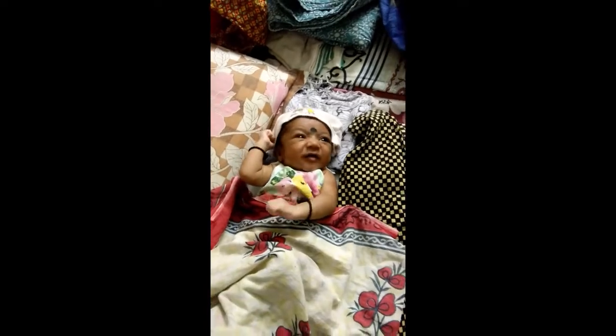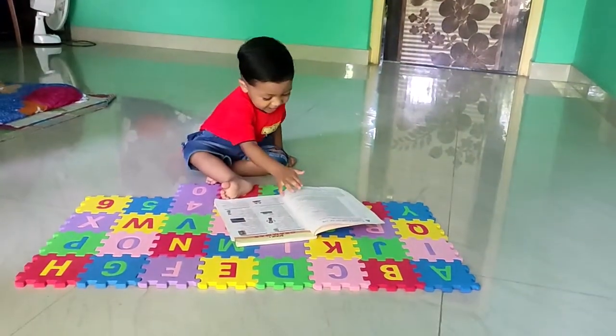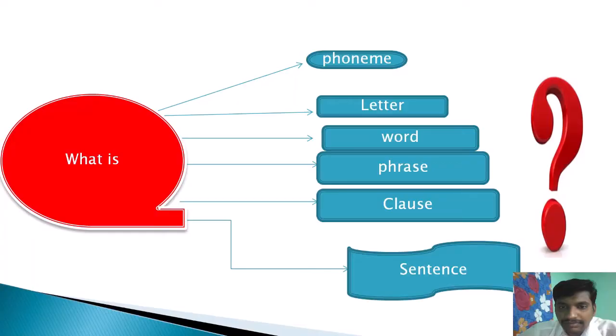In this video you are going to learn the basic units of language. These are the basic units of English language: phoneme, letter, word, phrase, clause, sentence.